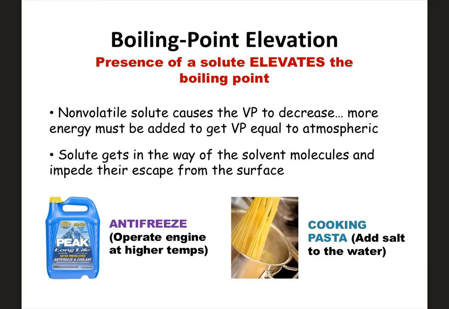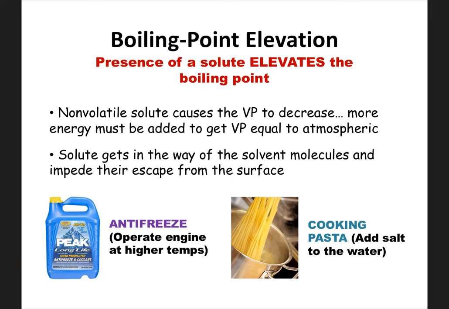The next property that is affected when a solute is added to a solvent is the boiling point. All right, when you're creating a solution here, the boiling point always goes up. As long as you have the presence of a solute, the boiling point will always be higher. Basically, the non-volatile solute causes the vapor pressure to drop, which we already talked about. So more energy must be added to get the vapor pressure of the solution to be equal to the atmospheric pressure in order to get it to boil.